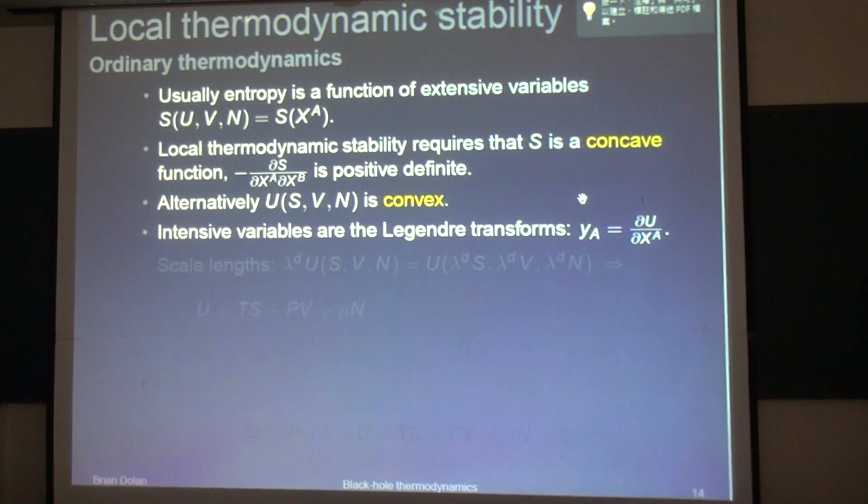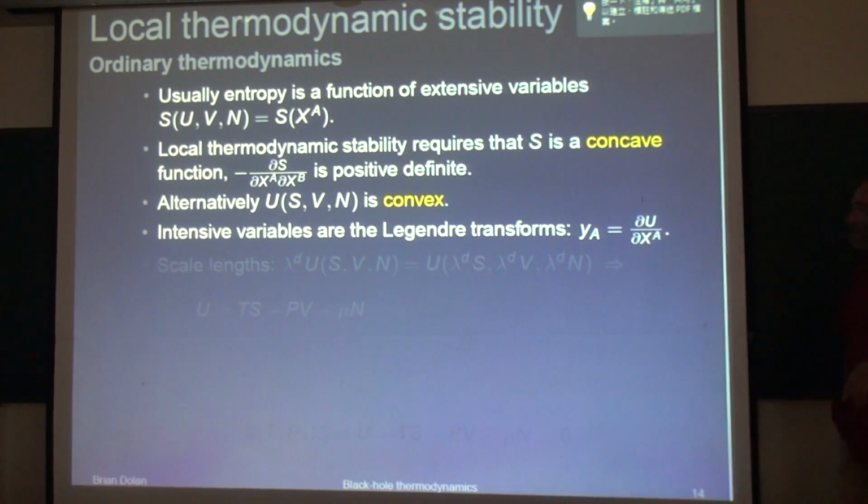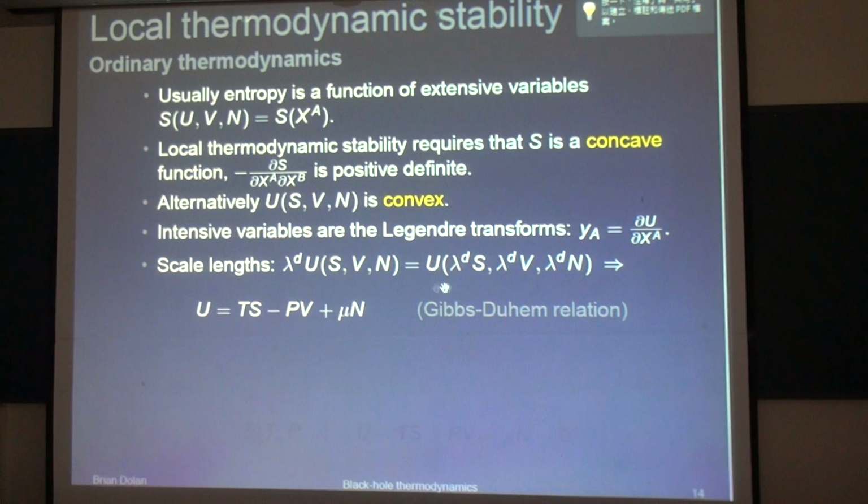The intensive variables are the Legendre transforms of the extensive variables. So the Legendre transform of entropy is temperature, the Legendre transform of volume is pressure, actually minus pressure, and the Legendre transform of the number of particles is chemical potential. These are intensive. If we scale, everything scales like volume. This goes back to the question we had before.